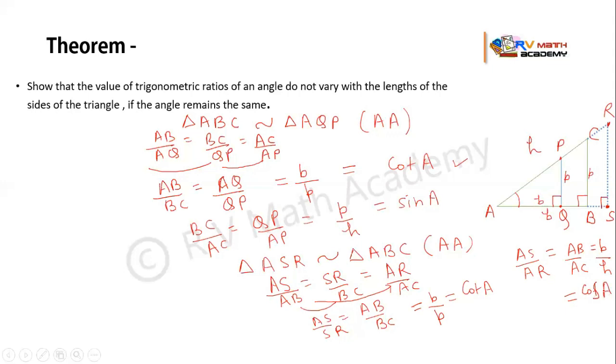So we have seen that the trigonometric ratios of an angle do not depend on the size of the triangle. It doesn't matter whatever the size of the triangle, whether it is big or small, the trigonometric ratios of an angle do not depend on the size. They always remain same. They only depend on the angle.